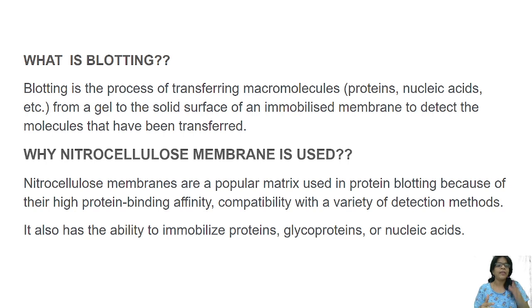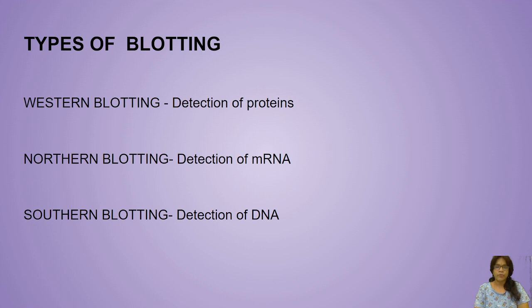Why is a nitrocellulose membrane used? Nitrocellulose membranes are considered a popular matrix for protein binding. It has the ability to immobilize the protein of interest, whatever we are targeting, easily on the membrane. So what are the types of blotting? There are mainly three types: western blotting, northern blotting and southern blotting. Western blotting is meant for detection of proteins, northern blotting for detection of mRNA, and southern blotting for detection of DNA.